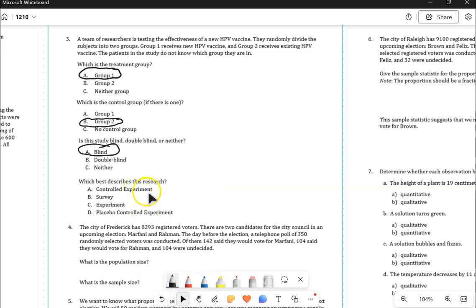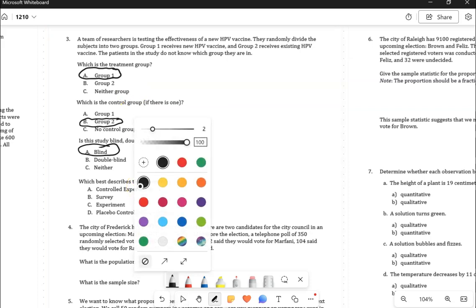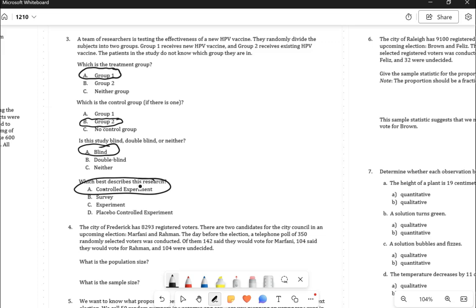Which best describes this research? It is not placebo controlled because you can't give people a sugar pill instead of a vaccine. That's not safe. It is an experiment. It's specifically a controlled experiment because we do have a treatment group. So this one is a controlled experiment.